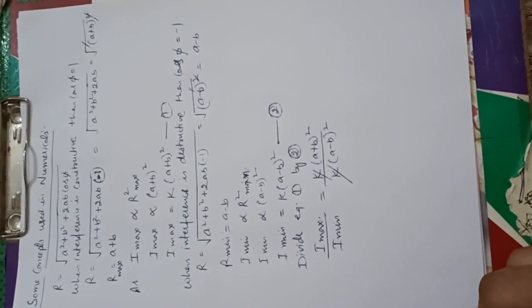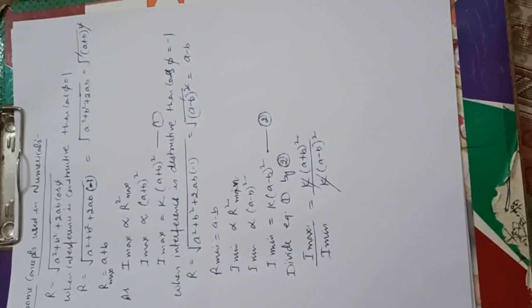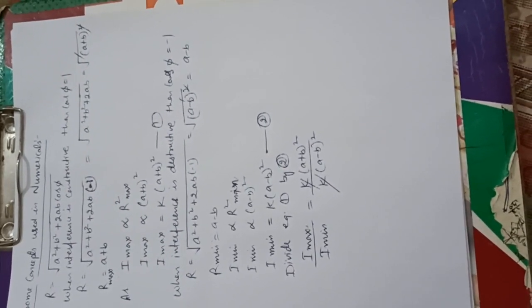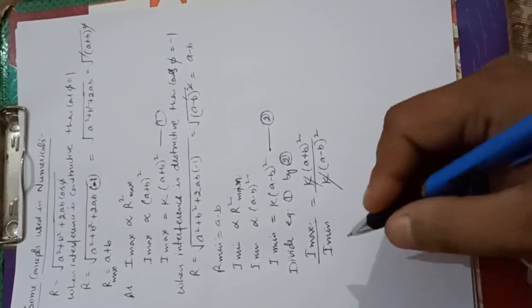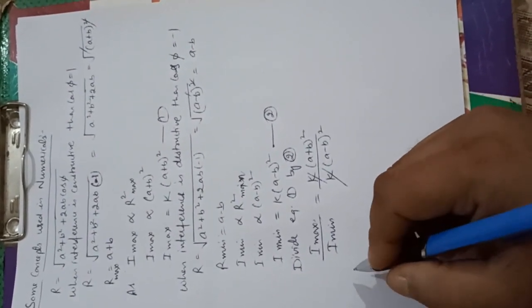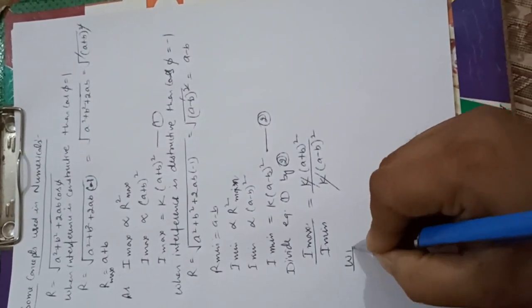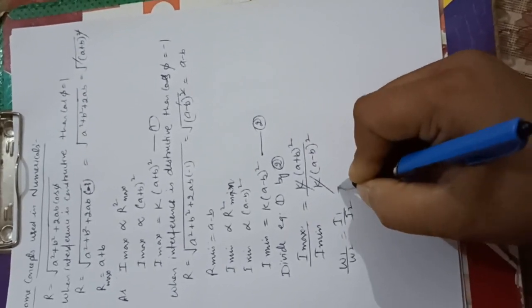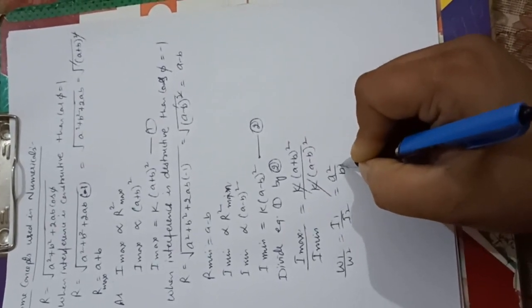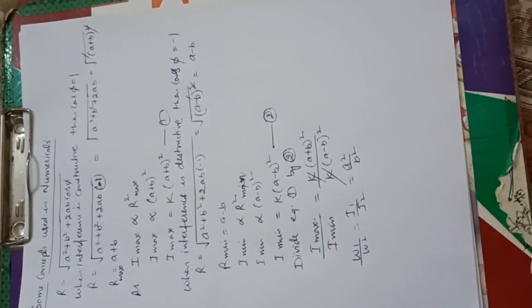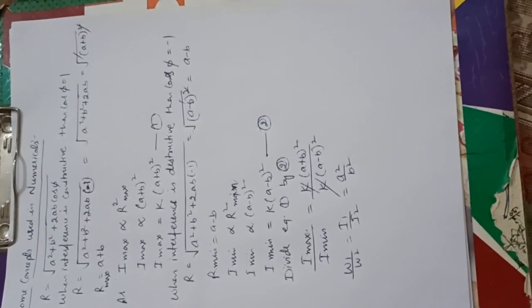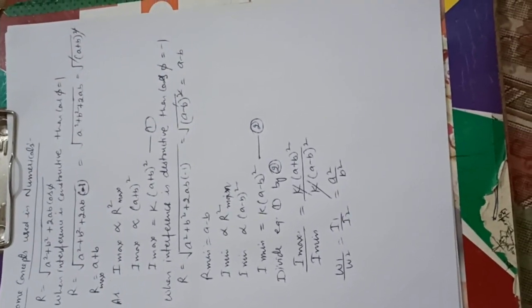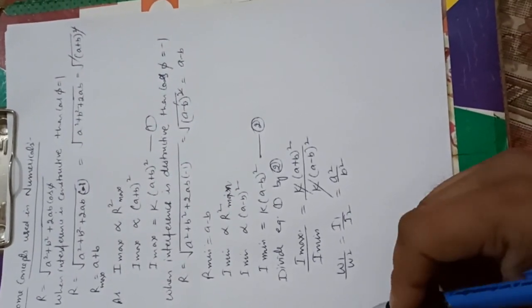If W1 and W2 are the widths of two slits from which the intensities of light are I1 and I2, then in case of width we can write the formula W1 upon W2. This is equal to I1 upon I2, and this is equal to a square upon b square. So this is the formula for width. Now by using these formulas we can calculate the numericals. Now we will discuss some numericals.